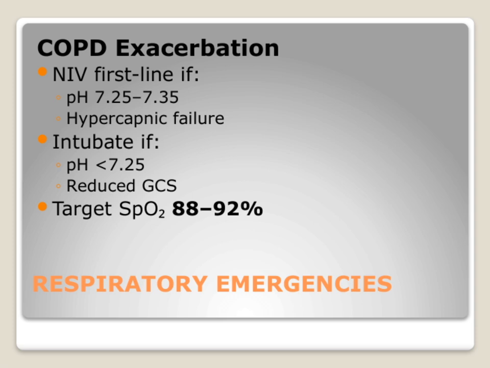Throughout this process, it's important to keep the target oxygen saturation between 88 and 92%. This balance helps ensure adequate oxygenation without risking CO2 retention or other complications. Remember, recognizing these key signs and understanding the appropriate interventions are vital in managing respiratory emergencies effectively. They help stabilize the patient quickly and prevent deterioration.